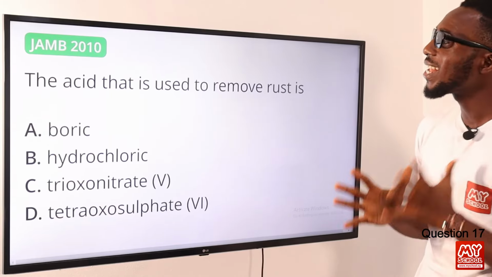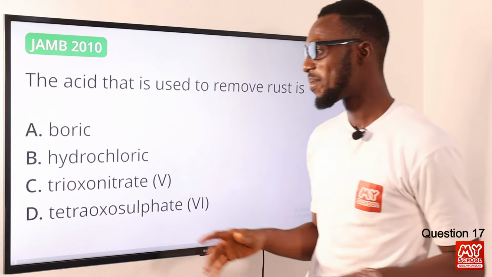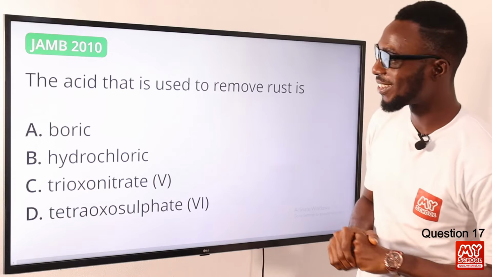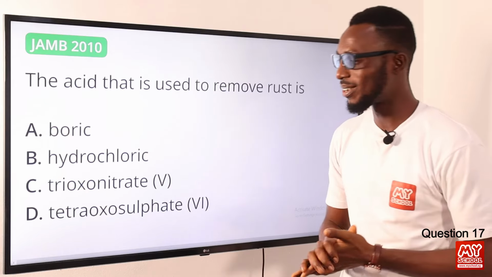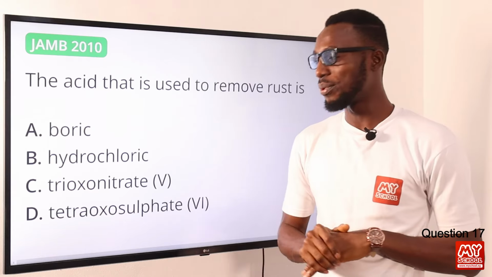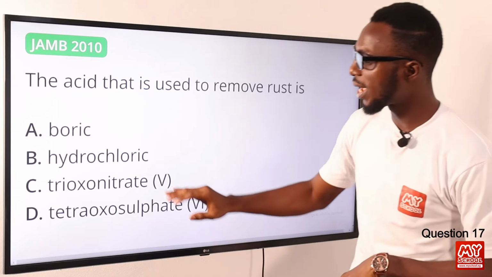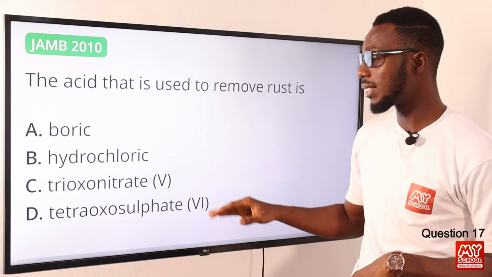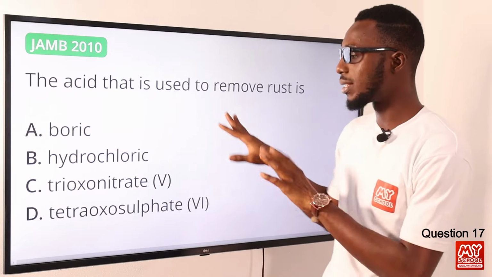17. So the acid that is used to remove rust is what? Let me just clear up the ones that we don't need. Boric acid is good for pesticides. Let me come to trioxonitrate 5, used for rocket fuel. Then let's come to hydrochloric and tetraoxosulfate 6 acids. You can refer to this as muriatic acid, and this as sulfuric acid.